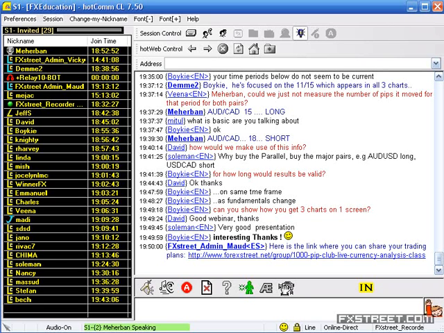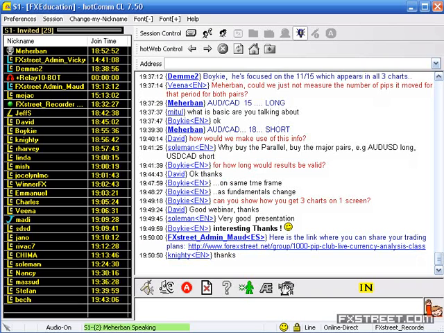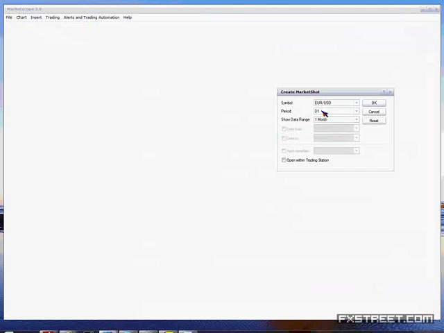One more. The question that was asked was how you get 3 charts on one screen. Here's how you do it. I'll cancel all the charts first. Once you download your trading station and open it, you open up Market Scope. Then you go to File and choose Create Market Chart. Pick any pair, it doesn't matter, and any time frame.